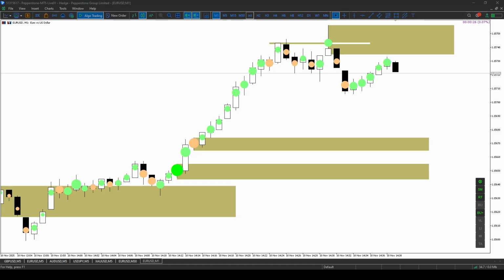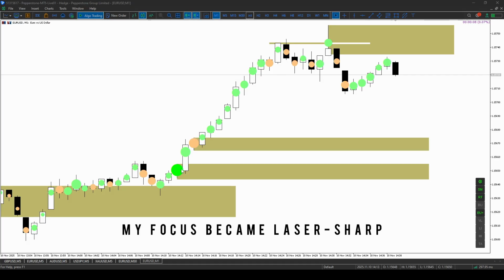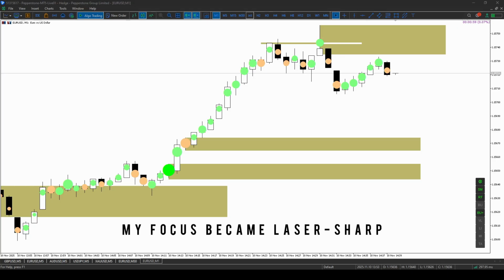So I'm in, guys. Let me set the SL first. And our target is before these big trades. Our target is before this big trade.